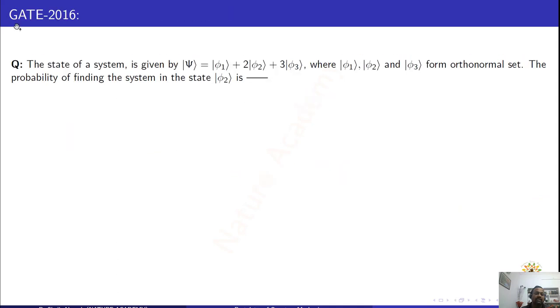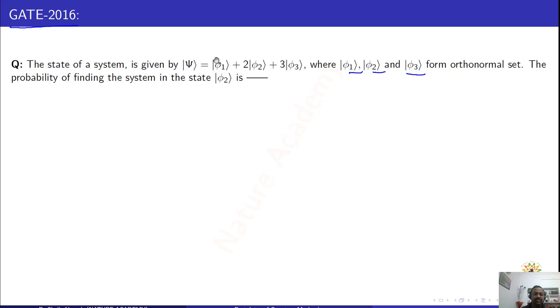Here is one example, a question that appeared in GATE 2016. The state of a system is given by psi equals phi 1 plus 2 phi 2 plus 3 phi 3, where phi 1, phi 2, phi 3 form an orthonormal set. The probability of finding the system in the state psi 2 is.